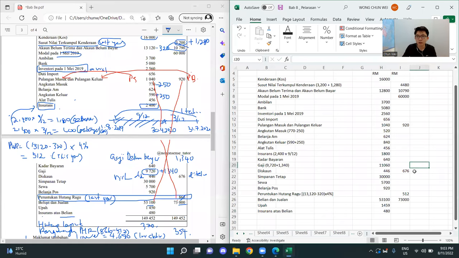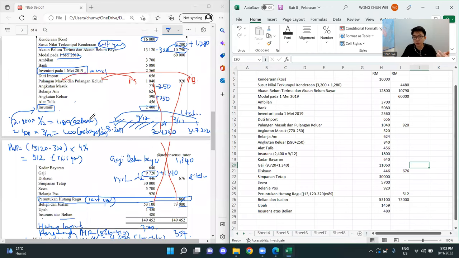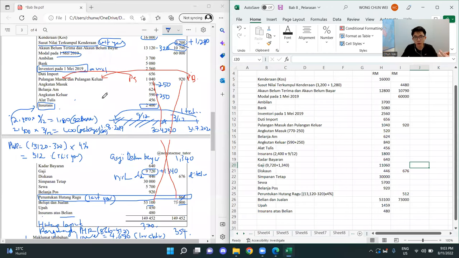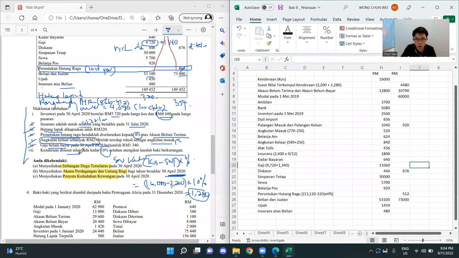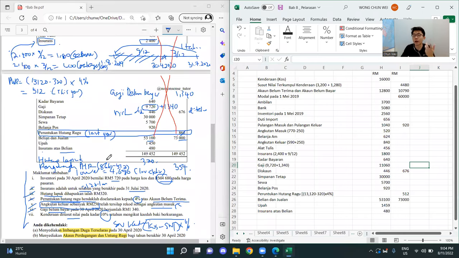All right, is that all? The answer is no. All right, so these are all the information that's ready in the imbangan duga. Now we have to add the additional. Contoh, your prabayar, your gaji belum bayar, your hutang lapuk, your pengurangan PHR, your susut nilai. All these things you have to add, or else your imbangan duga tak akan berimbang.